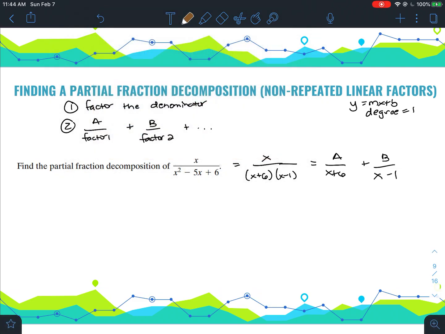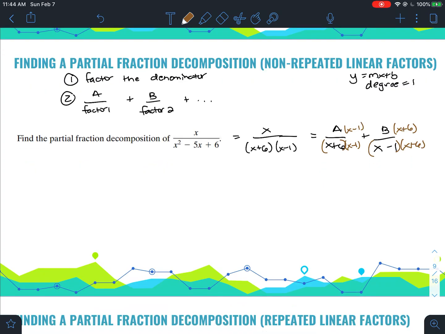And then get a common denominator. So I'll multiply this one by x minus 1 and x minus 1. And then this one's missing the x plus 6, so x plus 6, x plus 6. And now notice my two denominators are the same, so the numerators need to be equal. So x has to equal a times x minus 1 plus b times x plus 6.